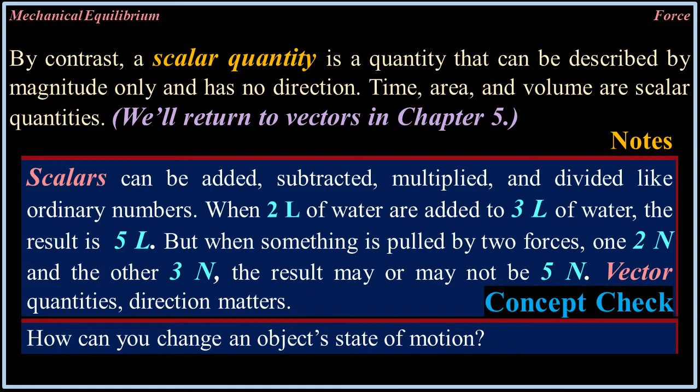By contrast, a scalar quantity is a quantity that can be described by magnitude only and has no direction. Time, area, volume are scalar quantities. Speed as well. We'll return to vectors in Chapter 5. Scalars can be added, subtracted, multiplied, and divided like ordinary numbers. When 2 liters of water are added to 3 liters of water, the result is 5 liters. But when someone is pulled by 2 forces, one 2 newtons and the other 3 newtons, the result may or may not be 5 newtons.